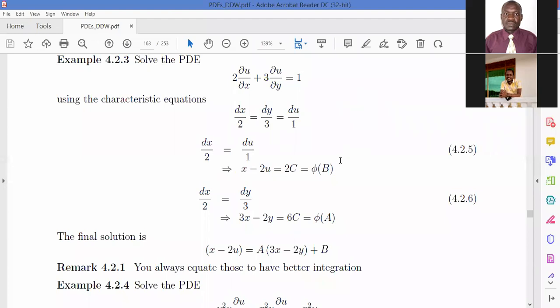Same exact approach. So in this case, when I take the first and the second, I'm taking dx over 2 and du over 1. I end up with this. Then I take the first 2, which is the same as take the first 2, then you take the first and the last. Always we are looking for U, since our U is the variable that depends on X and Y. In all solutions, you always try to determine the dynamics of the dependent variable.